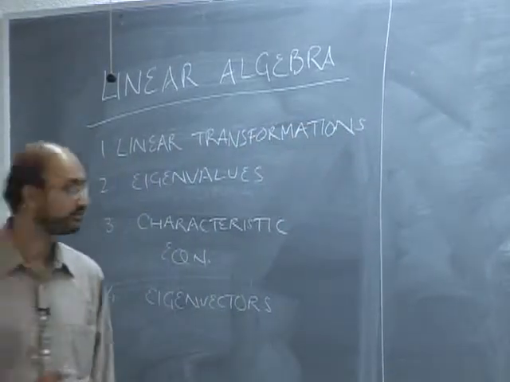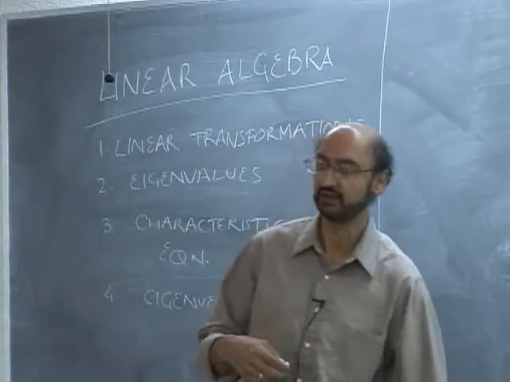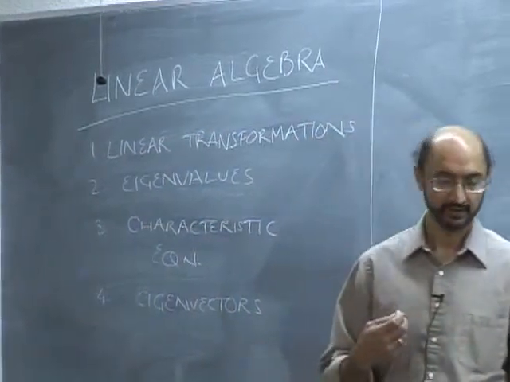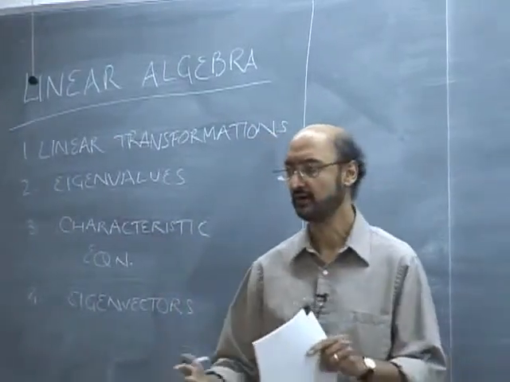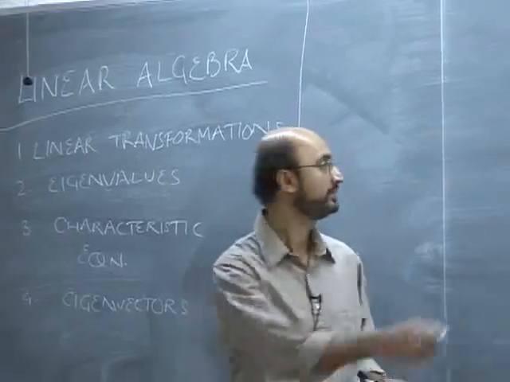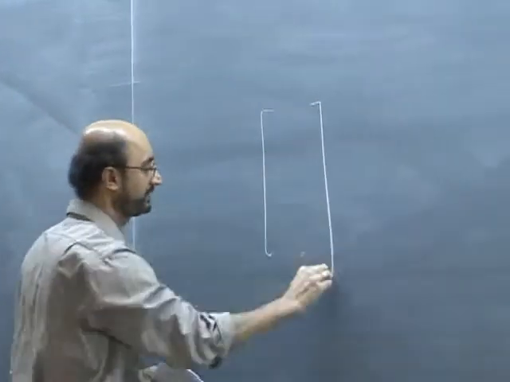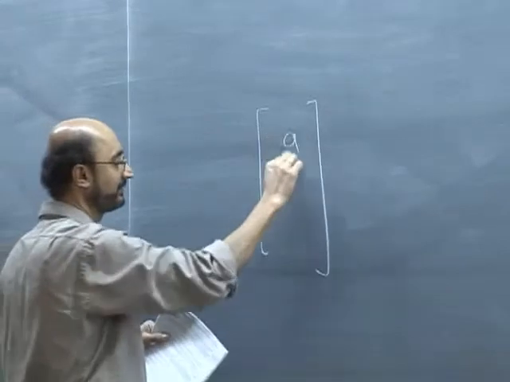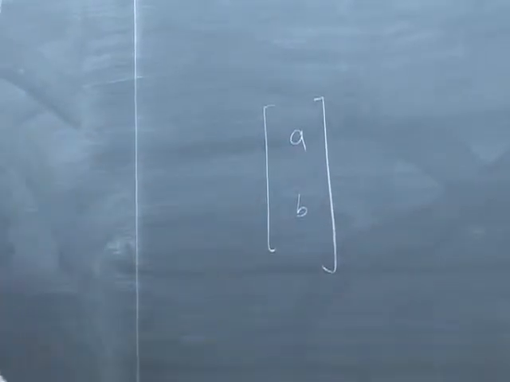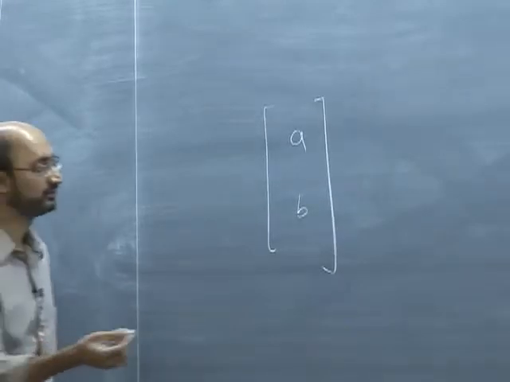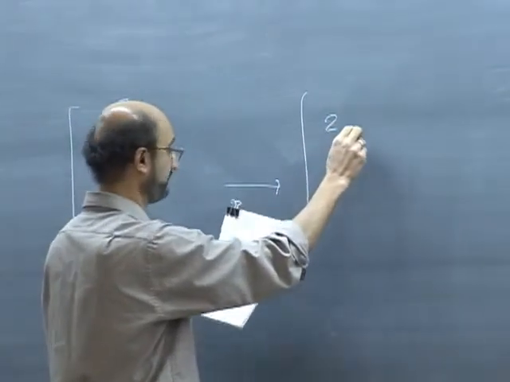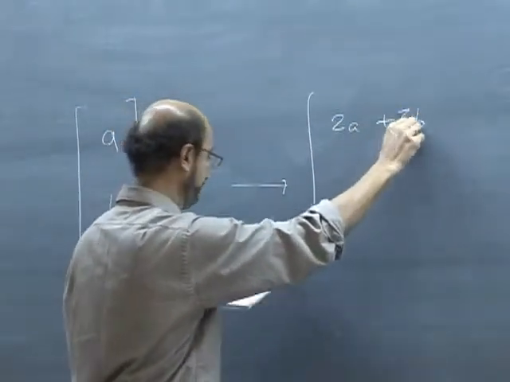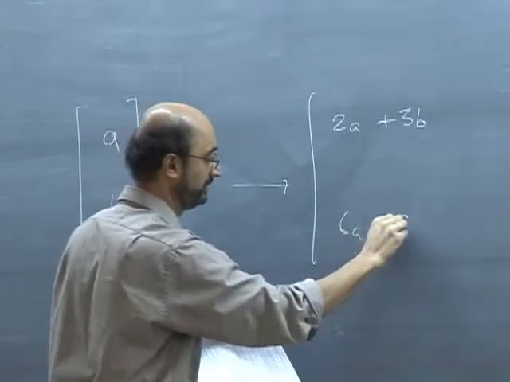Okay, but the first step is to understand what's meant by a linear transformation. A linear transformation is essentially a way of taking a vector and transforming it into another vector. So we take some vector, let me just write it out. I'm going to do the example from here. So let's say we just have a vector with two elements, a and b, just keep it simple. And what's going to happen is that we're going to compute from this a new vector, which is 2a plus 3b and 6a plus 2b.